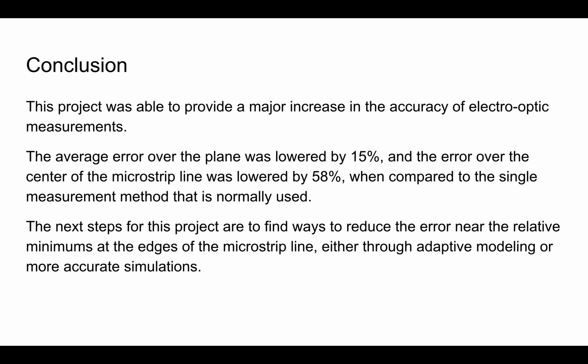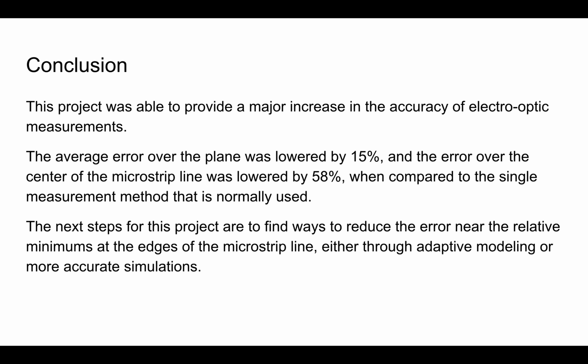In conclusion, this project was successful because it was able to reduce the error of the measurements by a considerable amount. The model that we chose fits the physics well, and the data backs it up. When compared to the single measurement method, the error of the shifted decay method is lower by 15% across the plane and is lower by 58% over the center of the microstrip line. We hope that this will allow researchers to have greater accuracy in their electro-optical measurements.